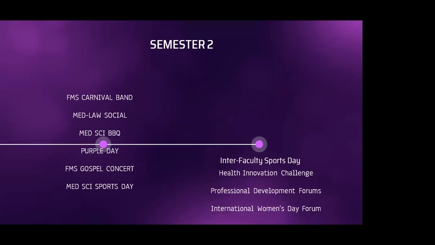Semester two is the semester where we plan to have most of our events due to the whole Corona situation. Once Carnival is being held, we seek to have a MedSci band this year again. MedSci Social, a very interactive event, a very classy one, we'll say. MedSci Barbecue, Purple Day, which will be next year, where everybody will be encouraged to wear something purple. FMS Gospel Concert and MedSci Sports Day, as well as Interfaculty Sports Day, the Health Innovation Challenge, as mentioned earlier, Professional Developmental Forum, and International Women's Day Forum.